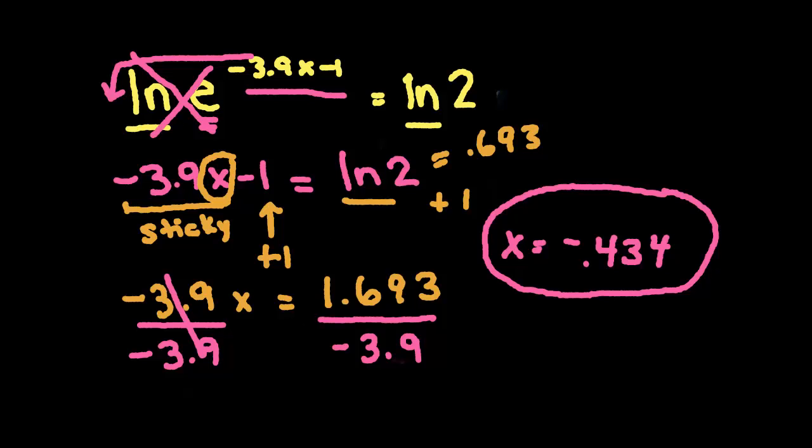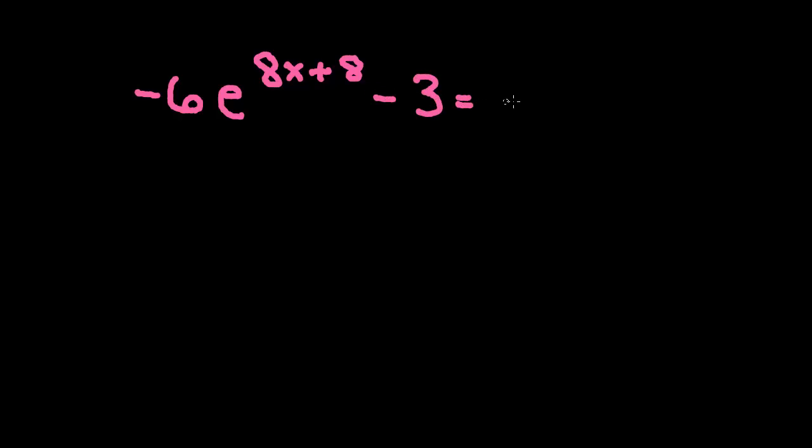Okay, we're going to do one more, and that will be our last one for this unit. So let's take a look at negative 6e to the 8x plus 8 minus 3 equals negative 23. So this is very similar to our last one. Remember, this is the exponent for the e, but these guys are all very close to each other, so we're going to deal with that last because they're sticky.